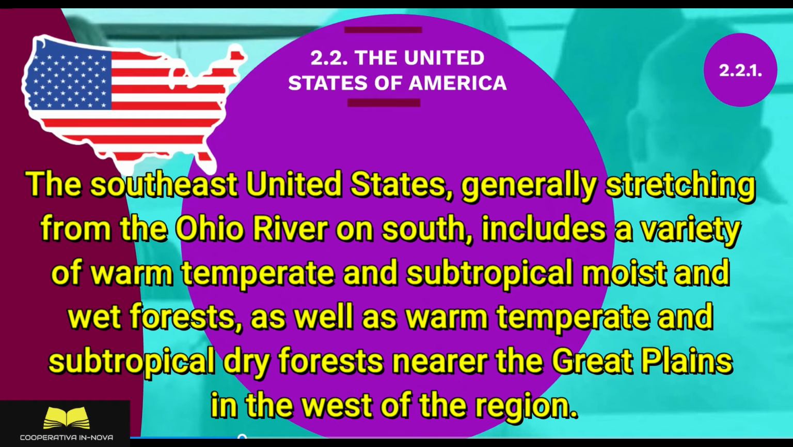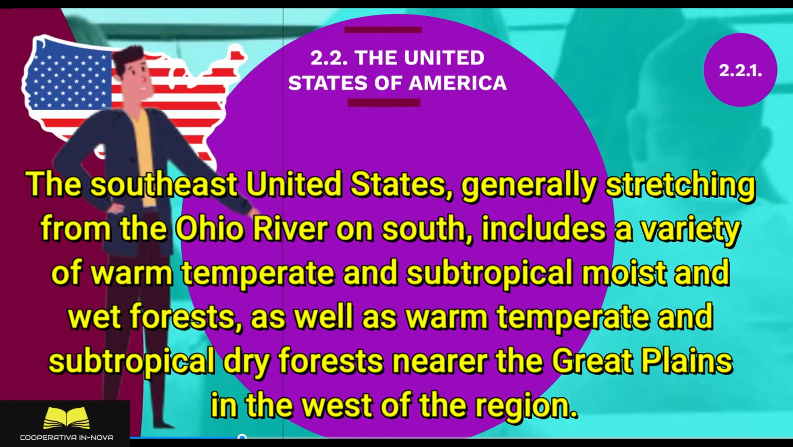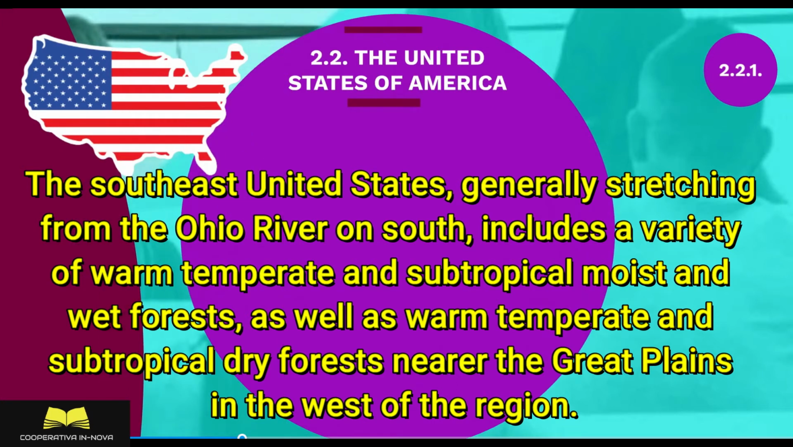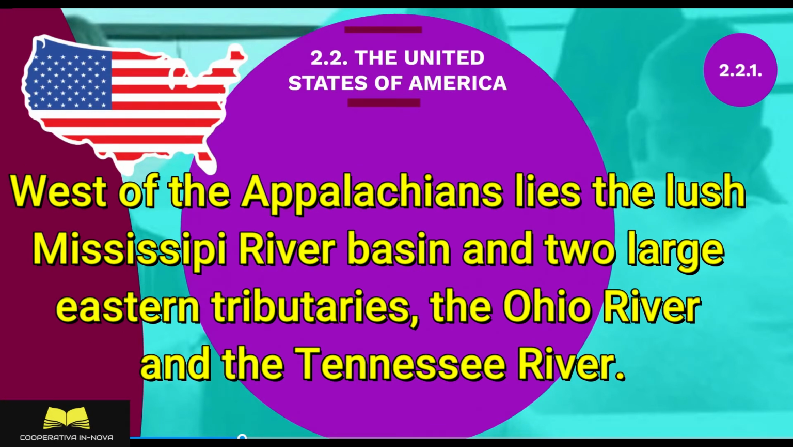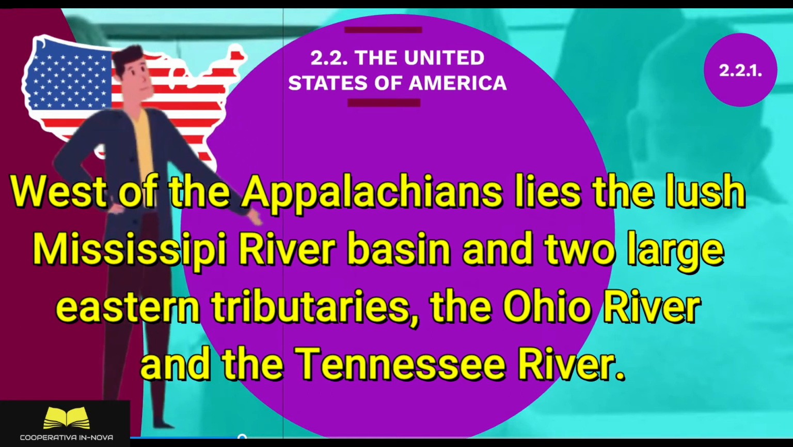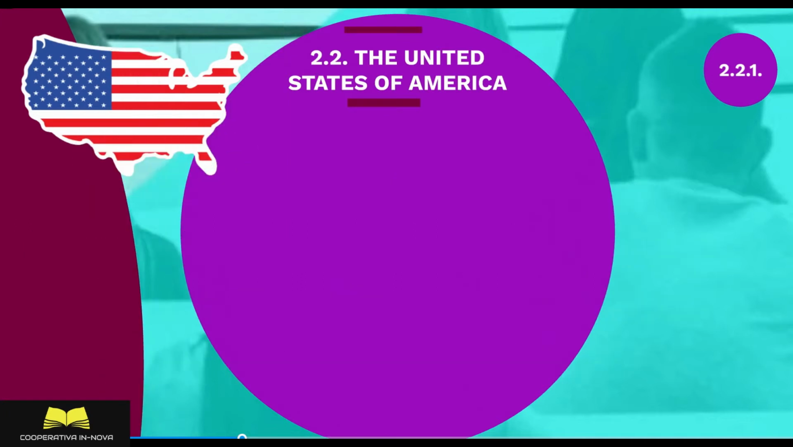The southeast United States, generally stretching from the Ohio River on south, includes a variety of warm temperate and subtropical moist and wet forests, as well as warm temperate and subtropical dry forests nearer the Great Plains in the west of the region. West of the Appalachians lies the lush Mississippi River Basin, and 2 large eastern tributaries, the Ohio River and the Tennessee River.